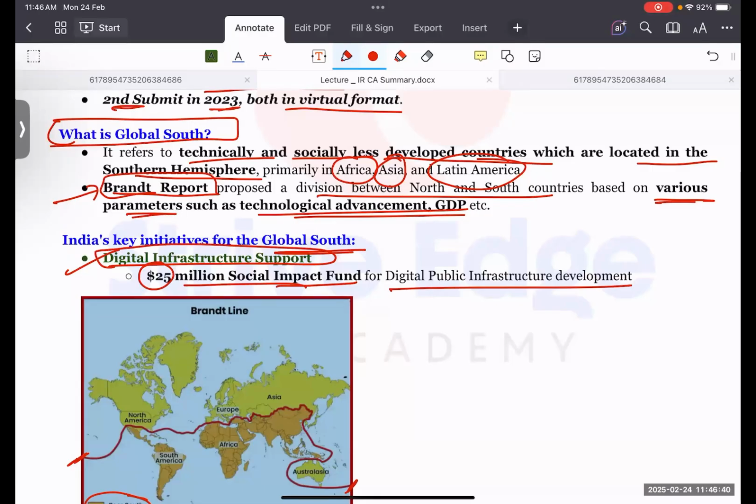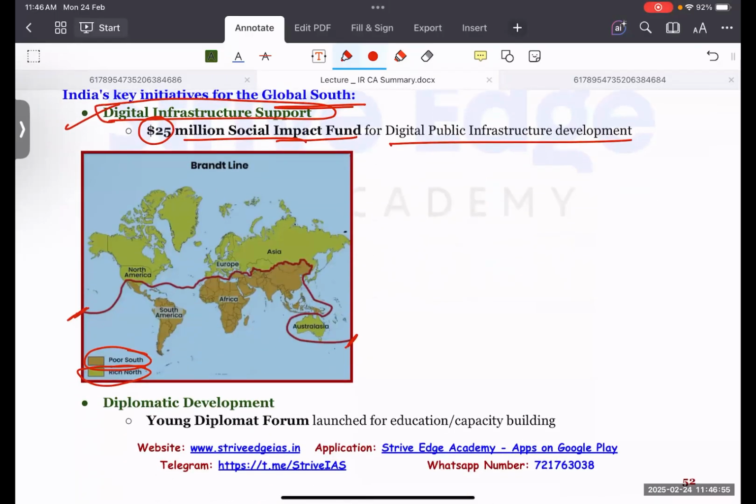So in the DPI, that is digital public infrastructure, India is one of the leading countries, and it is dictating some mechanisms even for the developed world. That is why we are promoting this digital public infrastructure, and for that we are giving the support of the Social Impact Fund for the Global South.